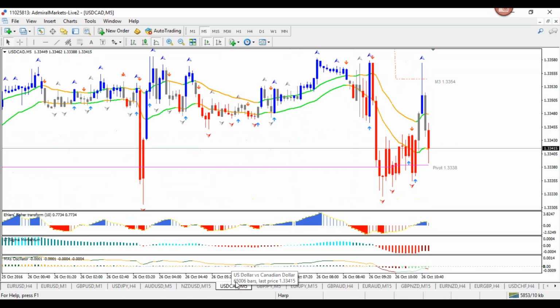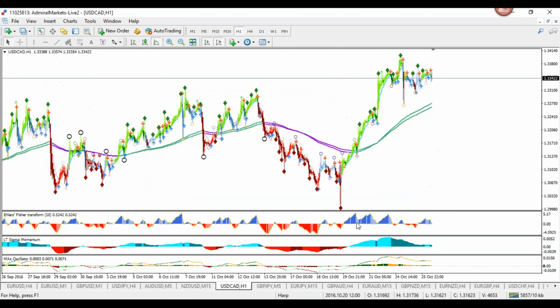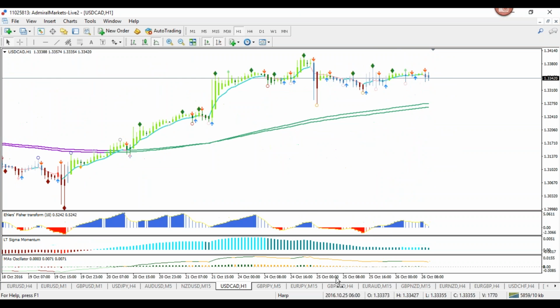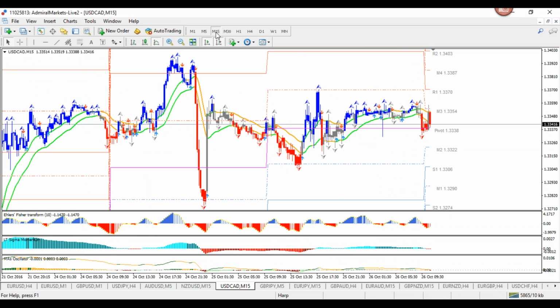Let's see. Dogan's talking about the dollar CAD. What's the trend? What's the intraday trend? Intraday trend, I would consider up at the moment, but there's some hesitation here at this point. There's some correction going on indeed. Let's switch back then.